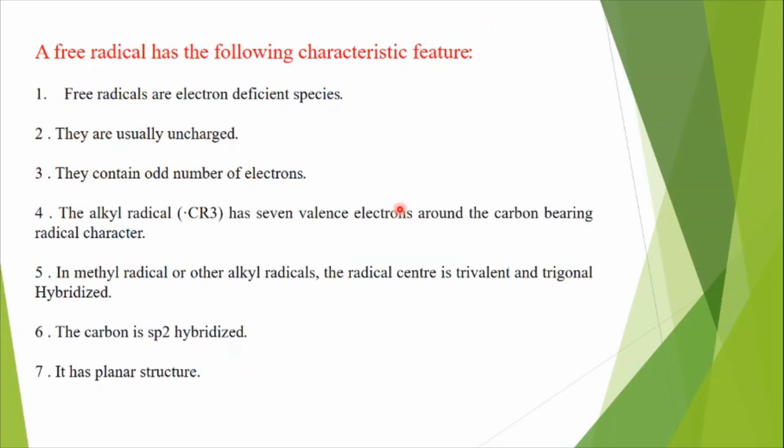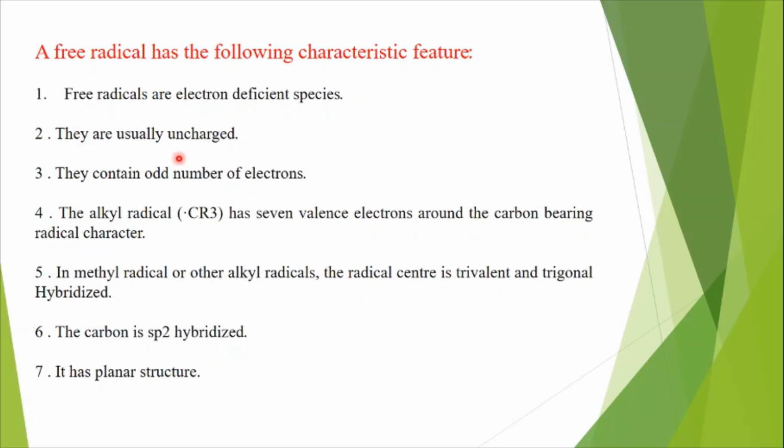The next point is the characteristics of free radicals. The first characteristic is that free radicals are electron deficient species. To understand this point, I am going to tell you one example, that is carbon radical. Carbon radical has 7 valence electrons, which means it requires one more electron to complete its octet. So that's why this carbon radical is electron deficient.